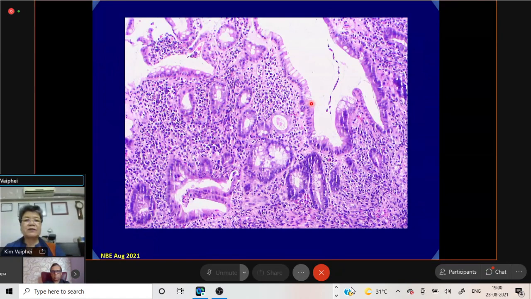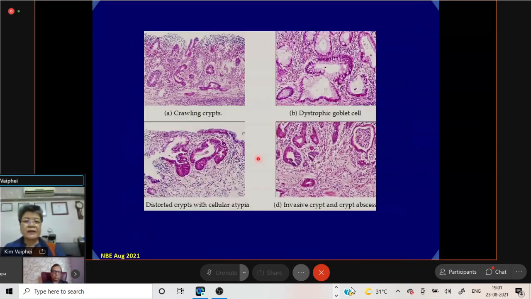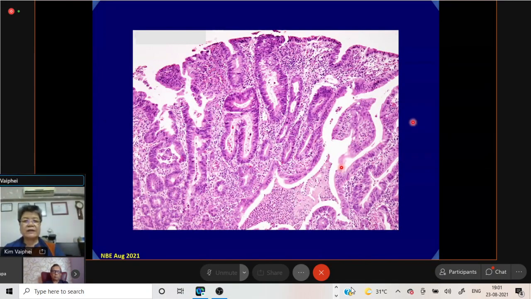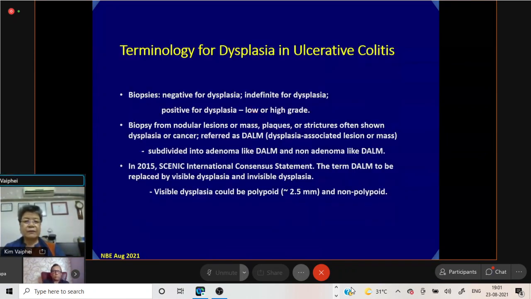Okay, villus transformation in a case of ulcerative colitis with all the other changes of chronic colitis and also activity. And these are the crypt branching with dysplasia and cryptitis. Dysplasia here in ulcerative colitis. Okay, I think this is important for you all to know the DALM and all these definitions.